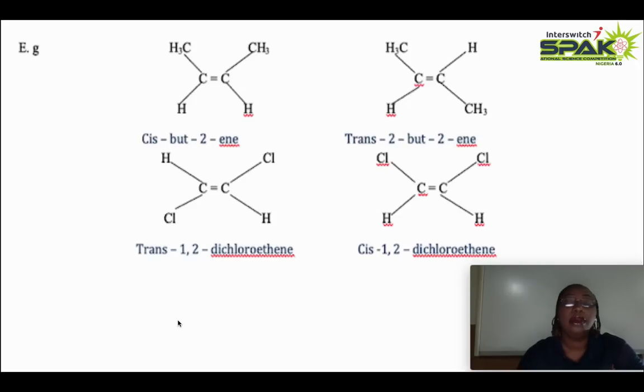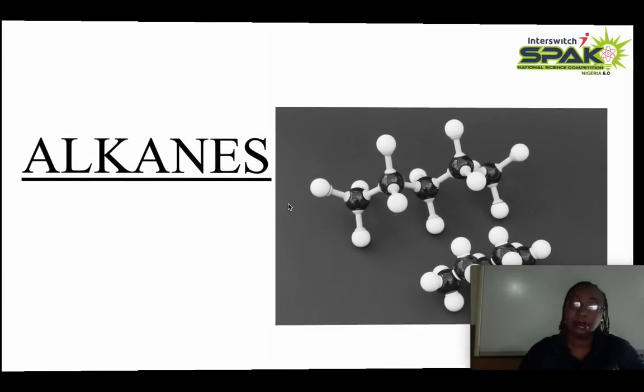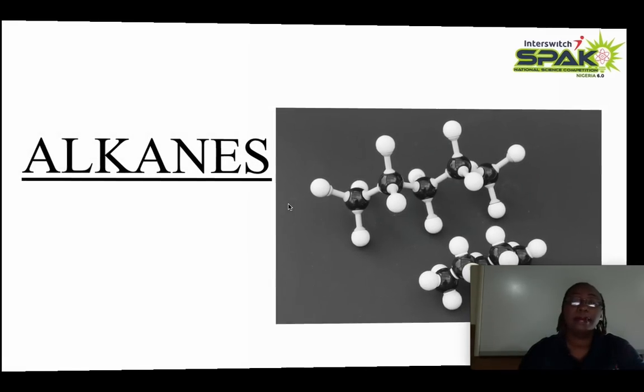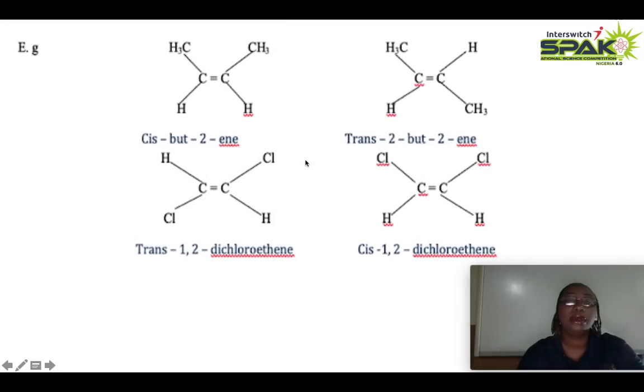Let's use the arrow. Excuse me, let's go back. We have two compounds there. We have butene. If you look at this properly, you realize that we have the CH3. There are four carbons: 1, 2, 3, 4. And the double bond is on the second carbon. That's 1, 2. Then this is the double bond.